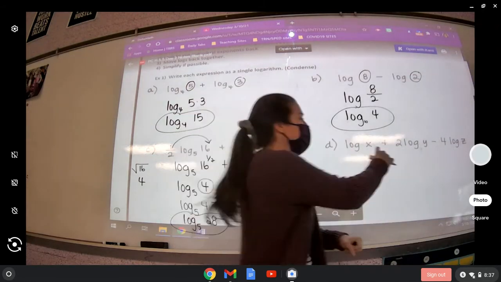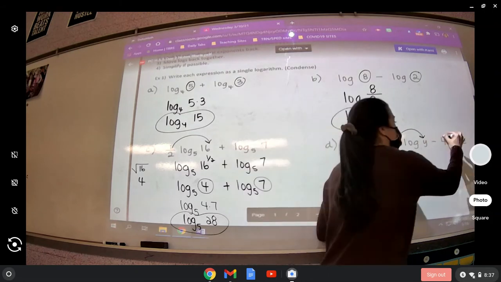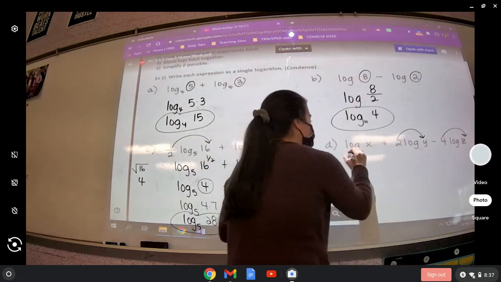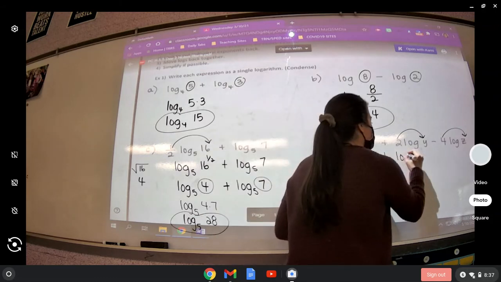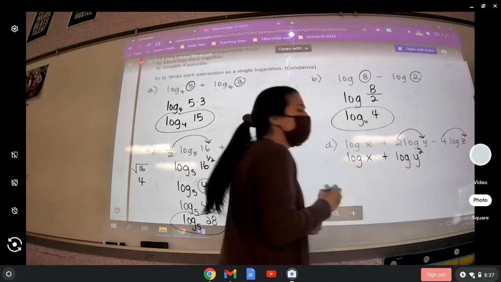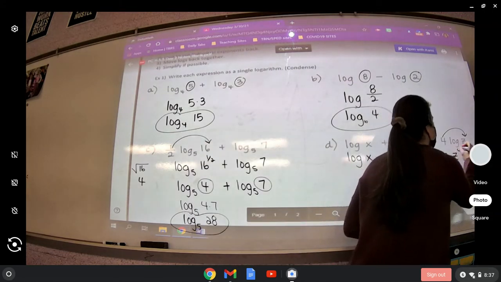So the first thing I'm going to do is take these factors out in front, put them back up as exponents. So this will just be the log of x plus the log of y squared minus the log of z to the 4th.